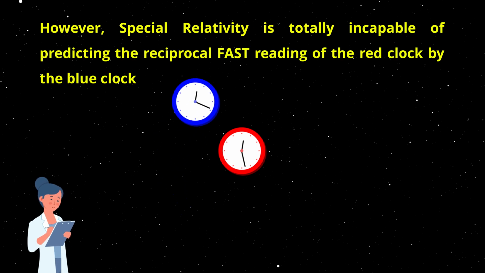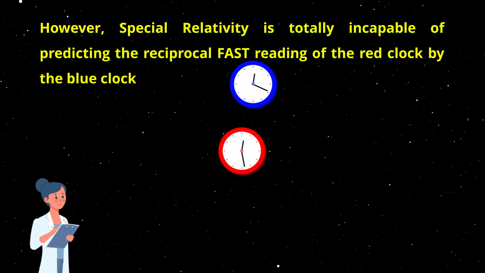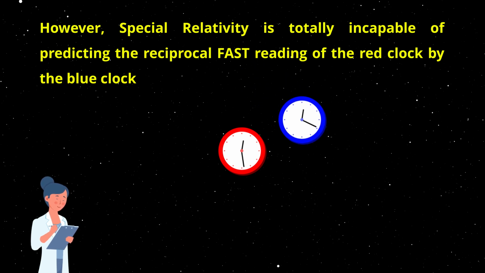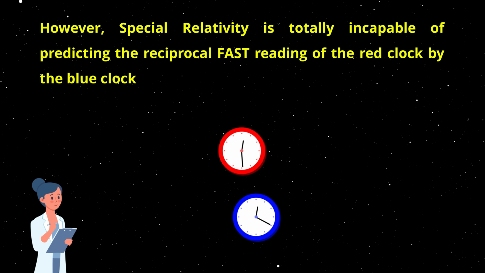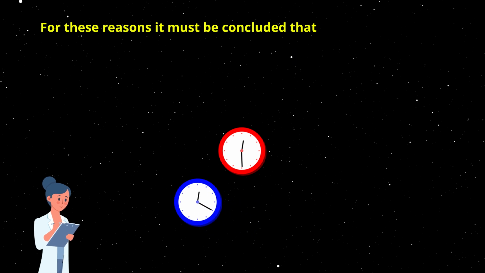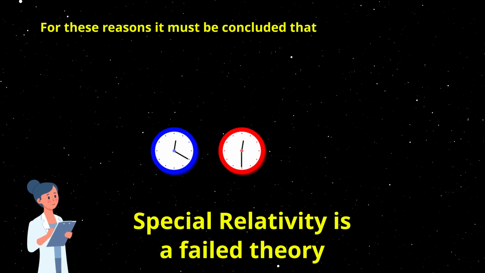However, special relativity is totally incapable of predicting the reciprocal fast reading of the red clock by the blue clock. For these reasons, it must be concluded that special relativity is a failed theory.